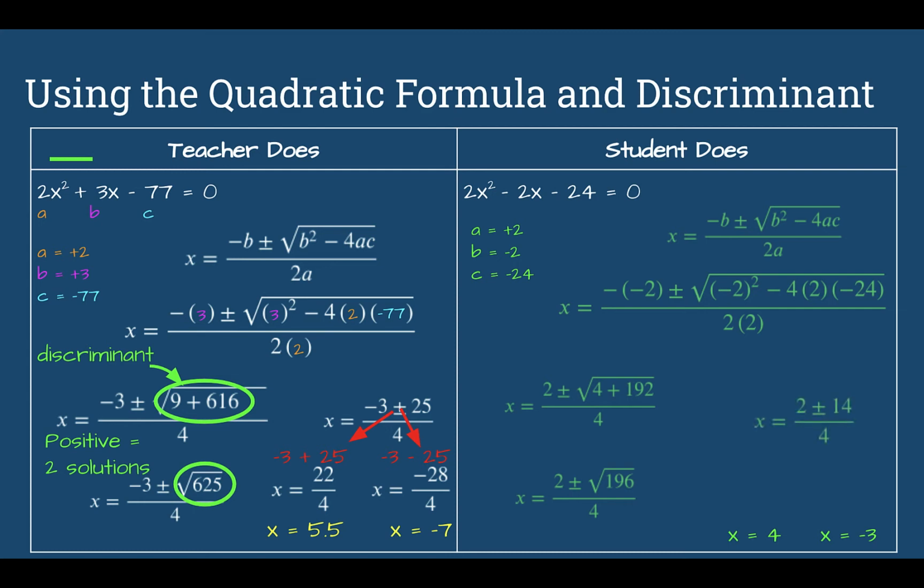Square root of 196 is 14. Split it, so 2 plus 14 is 16. 2 minus 14 is negative 12. And then both of those are over 4. So 16 divided by 4 is 4, and negative 12 divided by 4 is negative 3.